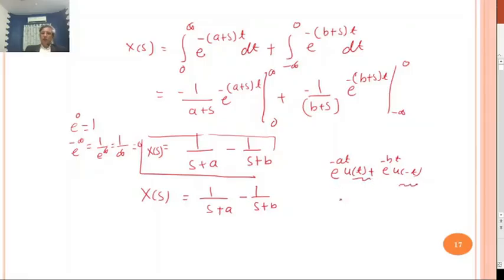Now we know that this is the Laplace transform of e raised to minus at. If this one is negative, then this is positive, s plus a. If this is positive, then this becomes negative. Similarly, if this one is plus, this becomes negative. If this one is minus, this becomes positive.